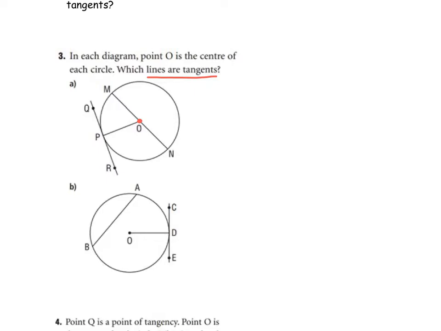So I see a couple different lines. I see line MN, which is a diameter. I see line OP, which is a radius. And then I see line QR. Now, out of these 3 lines, the only one that makes the criteria of being a tangent is line QR. So the right answer here would be QR. Remember, a tangent line touches the circle at just one point. In this case, it's point P here.